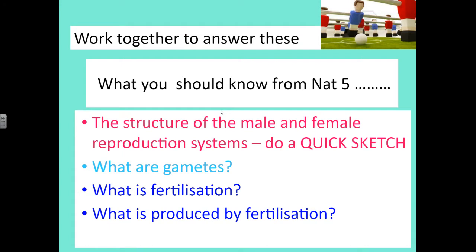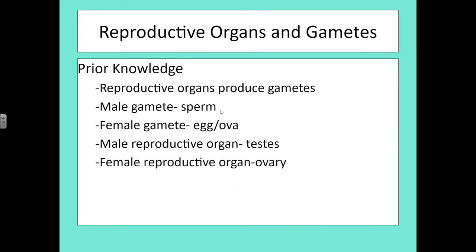Gametes are sex cells. So for males, that's the sperm, and for females, that is the ova, which is the egg. Fertilization is the process where the unfertilized ova is penetrated by the sperm, and the nuclei of the sperm and the ova fuse to form a single nucleus. That is fertilization, the fusion of the nuclei of the gametes. The thing that's produced during fertilization is the zygote, which goes from, if we remember our National 5 biology, two haploid cells, which are the gametes, to one diploid cell, which is the zygote.